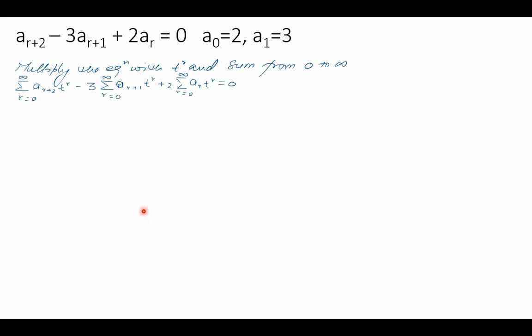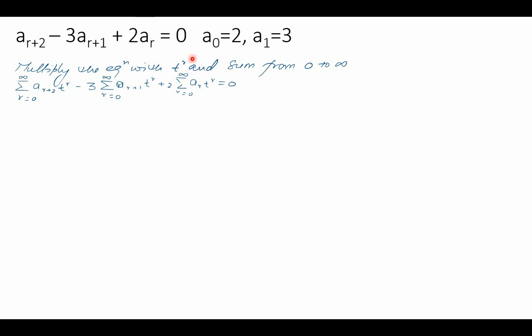So we'll first multiply this equation with t to the power r and sum it from 0 to infinity. Now this step is very important. Please make a note of how to sum it. There are two different types of recurrence relation that are normally given to us. The first type has ar plus 1 and ar plus 2. This is the type of recurrence relation where ar is the smallest subscript. And if ar is the smallest subscript, I'll sum it from 0 to infinity.